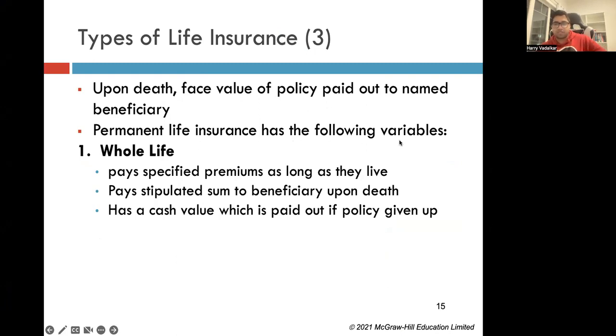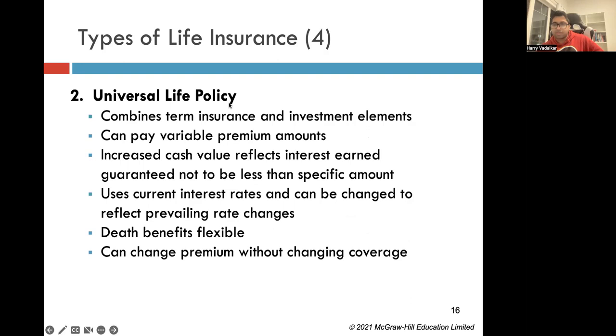Permanent life insurance has the following variants. So it could be a whole life policy. It pays specified premiums as long as you're alive. So you keep on paying premiums into the policy, right? It pays a stipulated sum to beneficiaries upon death, and has a cash value which is paid out if the policy is given up. Universal life policy combines term insurance and investments.